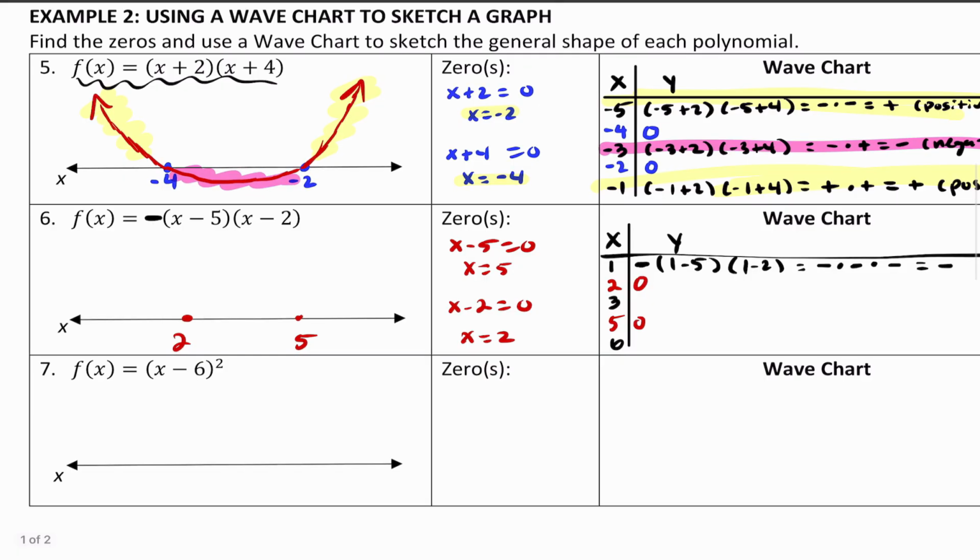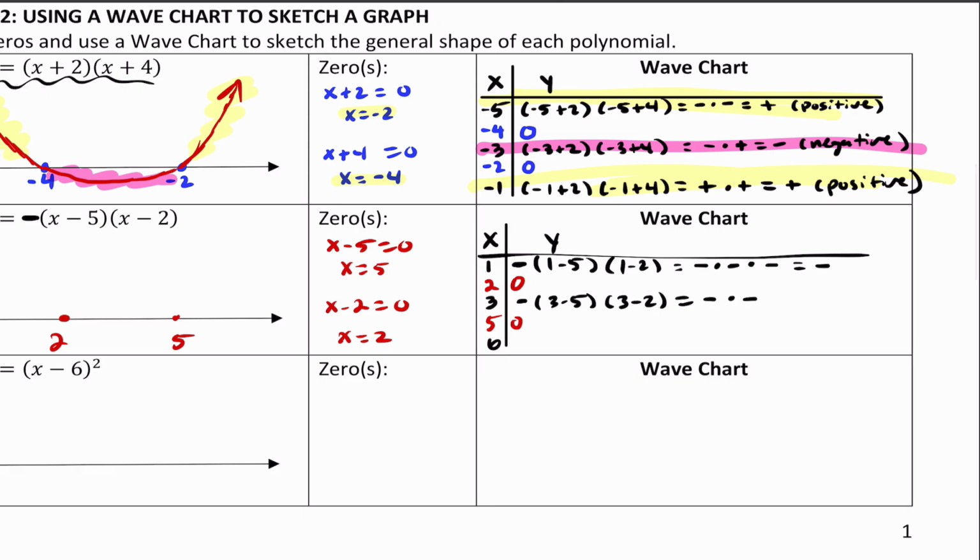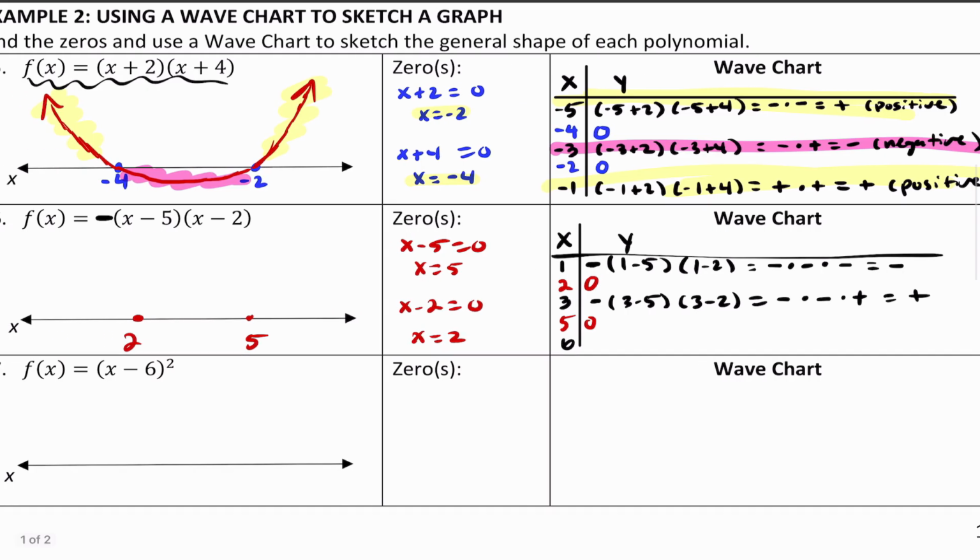For 3, we have a negative times 3 minus 5 times 3 minus 2. So negative times 3 minus 5 is a negative, and then 3 minus 2 is a positive. So a negative times a negative is a positive, right? Times a positive is a positive.